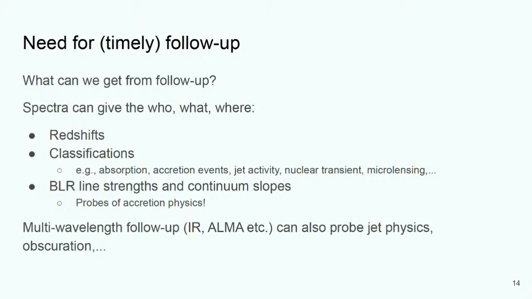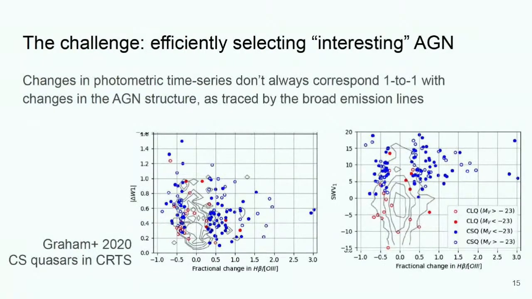And we can do this with things like broad line strength, and continuum slope, and all that good stuff. But then also looking ahead, multi-wavelength follow-up can also help disentangle some of this stuff. And so that's the motivation for why you need to follow these things up. LSST on its own is great, but it's not going to give us the full picture. And for new and interesting AGN physics, I think it's really useful to have the full picture.